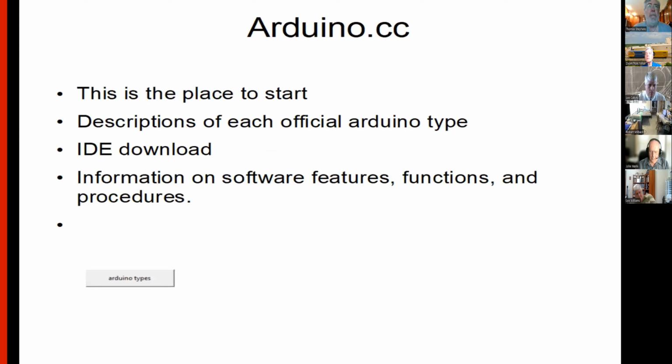Arduino.cc is a website out on the web, and I'll show you that in a few minutes. That's the place to start. It's got descriptions of each official Arduino type. It's got the download for the IDE, which you need. It's got information on software features, functions, procedures. It's got examples and code and stuff on everything you can do that's built in. And there's a ton of stuff. So this is the place that you would normally start.